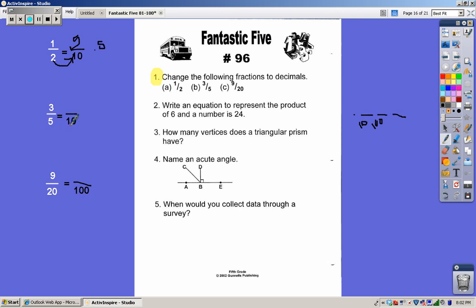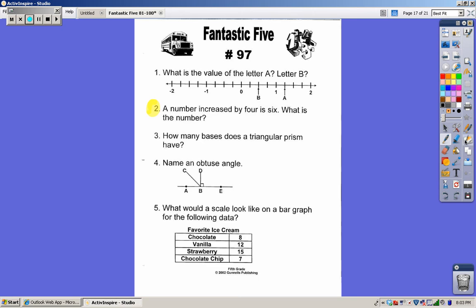But same here, but the reverse. 5 times 2 equals 10, so 3 times 2 equals 6. So we have our 6 tenths spot here, and 20 can easily turn into hundredths, or we can make an equivalent fraction in hundredths by multiplying by 5. So 9 times 5 is 45, and 45 hundredths is written as 45 hundredths.